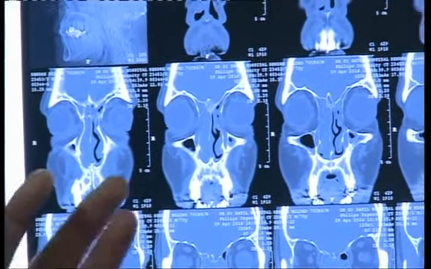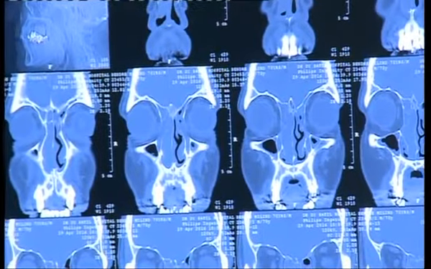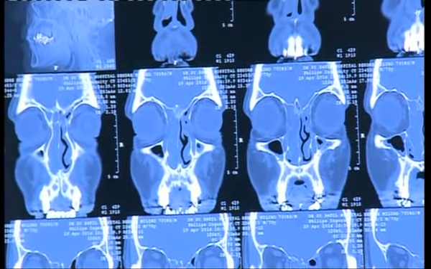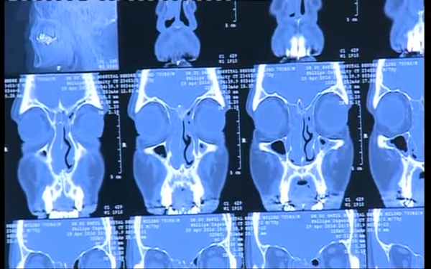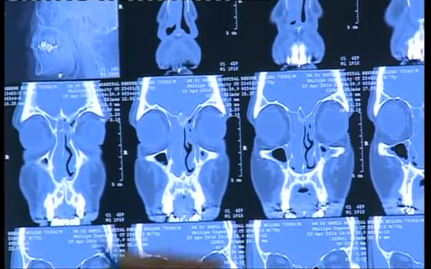So if there is not too much pneumatization, sometimes you may not find the artery running through the thickness of the skull base. So it depends upon the pneumatization in that particular situation. Okay, thank you, Satish.